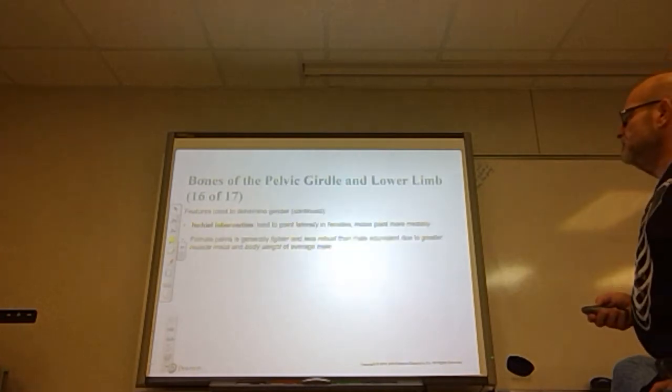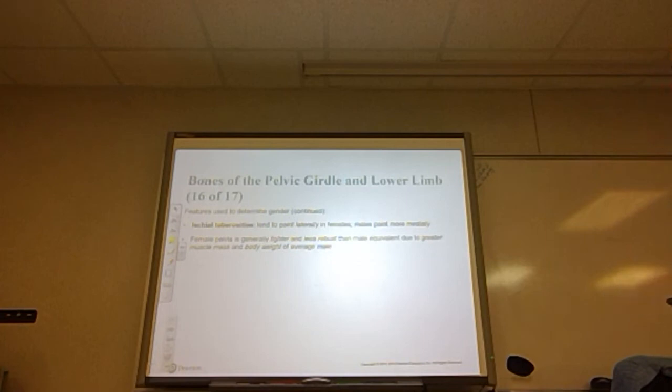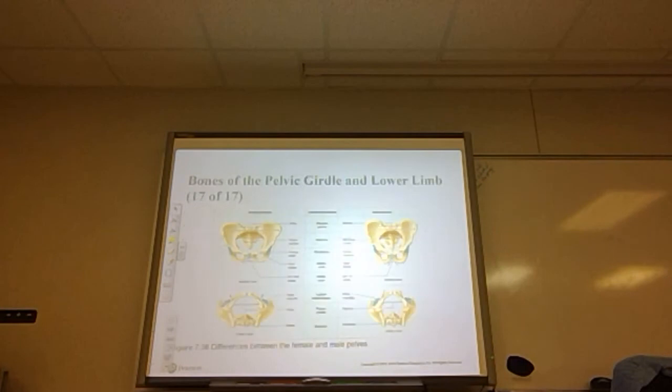The ischial tuberosities tend to point laterally in females, while in males they point more medially. And the female pelvis is generally lighter and less robust than the male equivalent due to greater muscle mass and body weight of the average male.